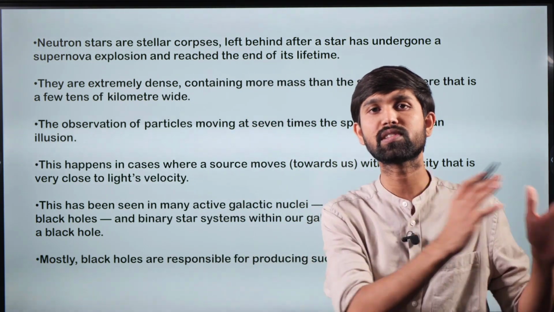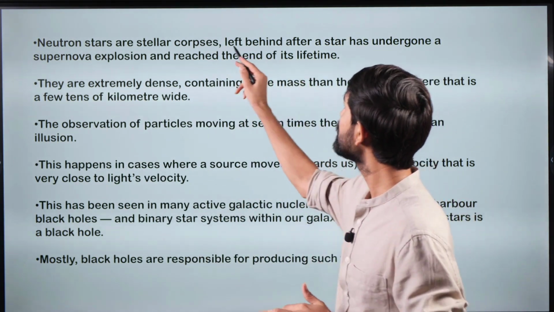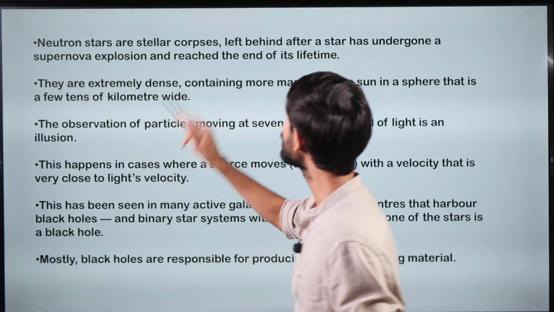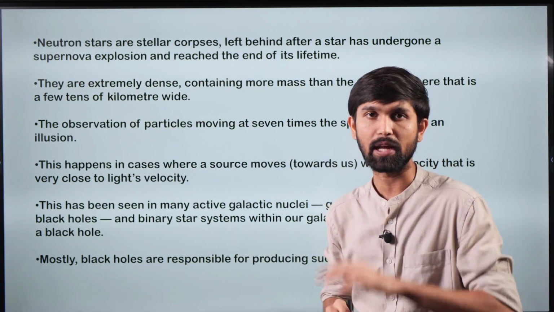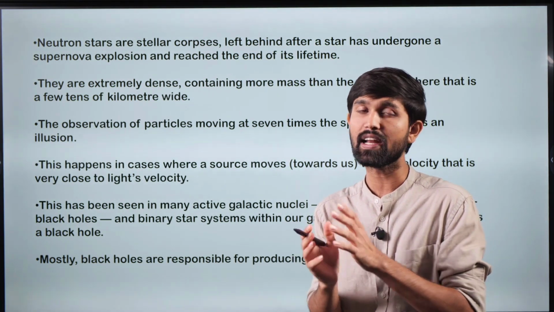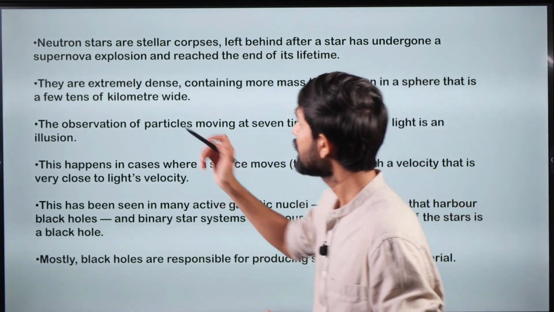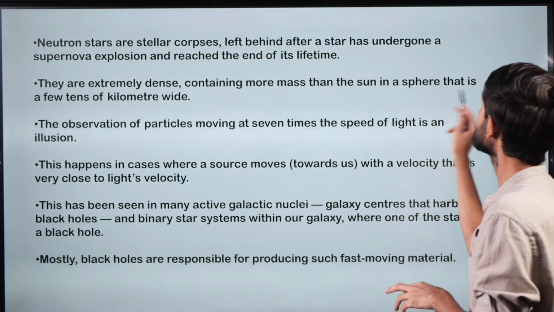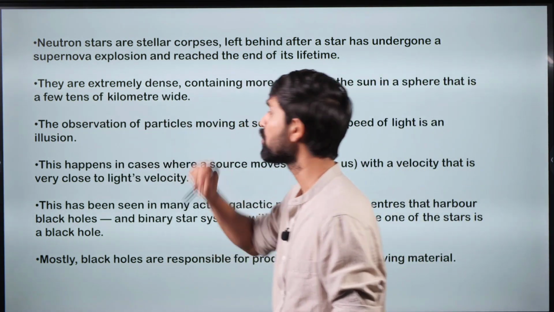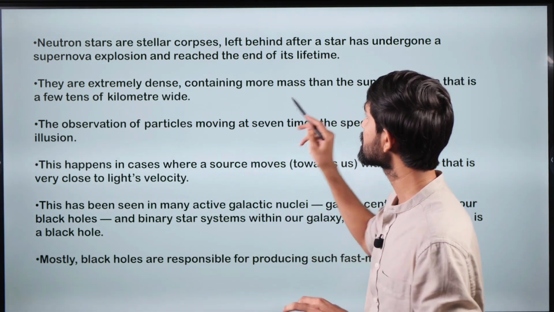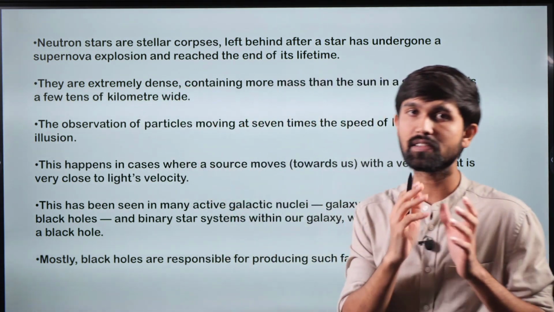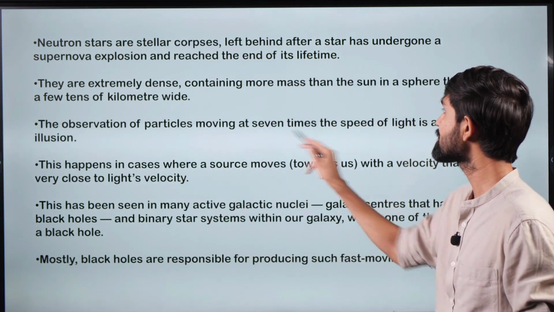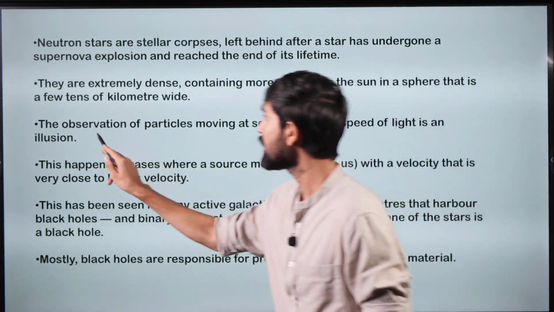Basically, it is the star left behind after it has undergone a supernova explosion and reached the end of its lifetime. So this is the stage of the star and is known as a neutron star. They are extremely dense, containing more mass than the sun in a sphere that is a few tens of kilometers wide. So for this size, it contains quite a dense amount of mass. And the observation of particles moving at 7 times the speed of light is an illusion.